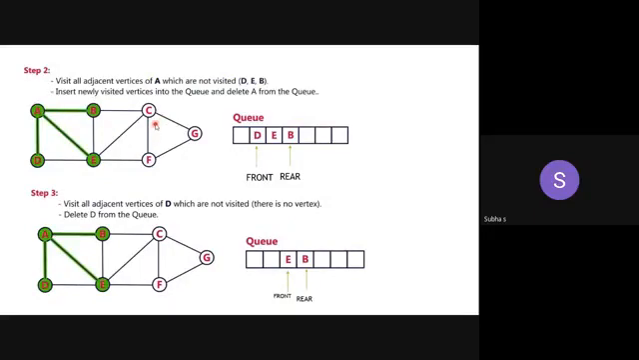Find all the vertices. You have to put all the adjacent vertices of A and then delete A from the queue. Now look at step 2. Visit all adjacent vertices of A which are not visited. That is important. If it is already visited, no need to put it again. Insert the newly visited vertices into the queue and delete A from the queue.